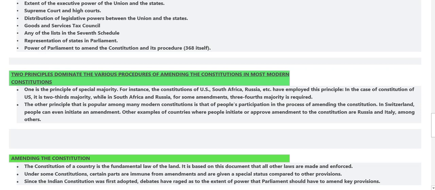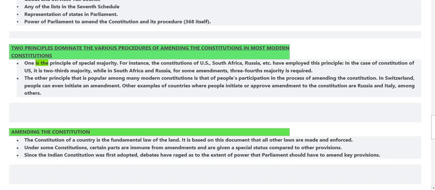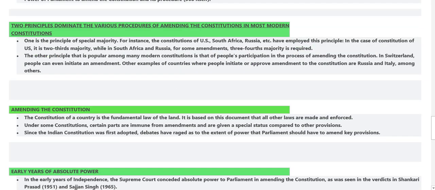Two principles dominate the various procedures of amending the constitutions in most modern constitutions. One is the principle of special majority. For instance, the constitutions of US, South Africa, Russia, etc. have employed this principle. In the case of the Constitution of US, it is 2/3 majority, while in South Africa and Russia, for some amendments, 3/4 majority is required.